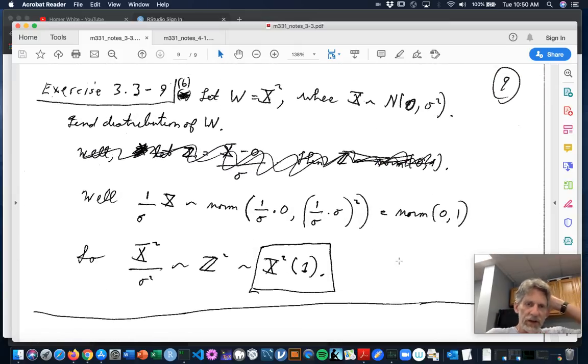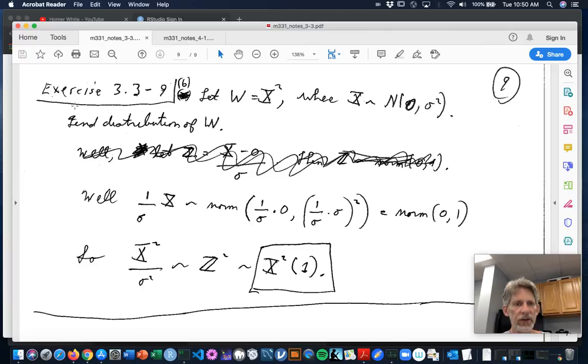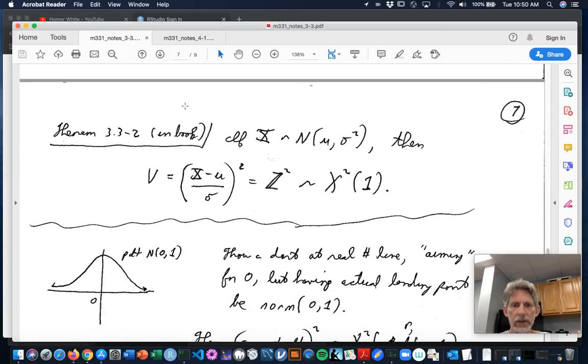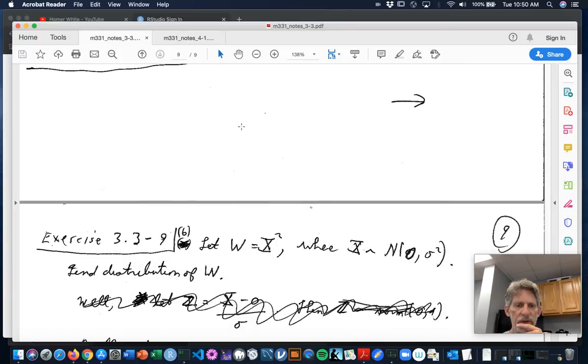One more example, exercise 9 in the book. Say that W is the square of a random variable that's normal with mean 0, variance sigma squared. Could we find the distribution of W? We could probably work using whatever integral work was done in the book for that theorem back here. But we could also maybe just try to use that theorem.